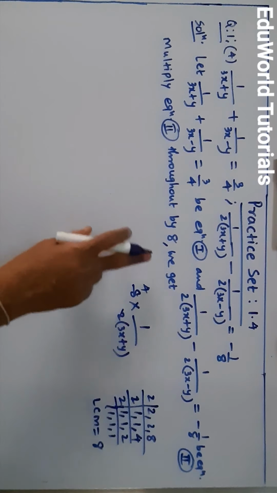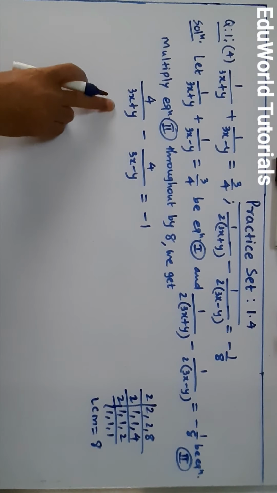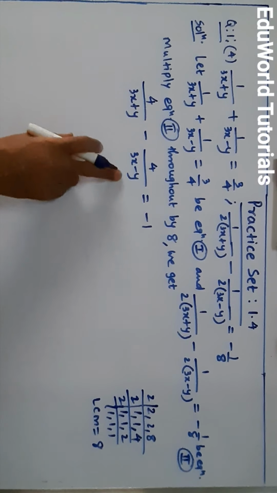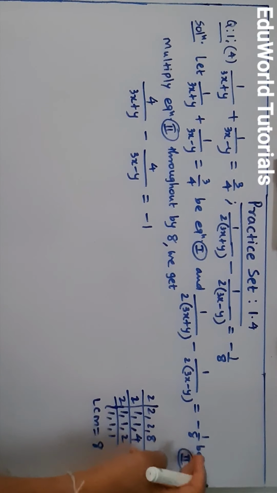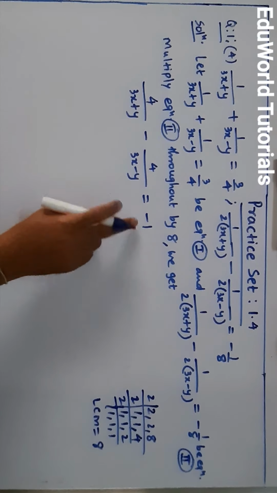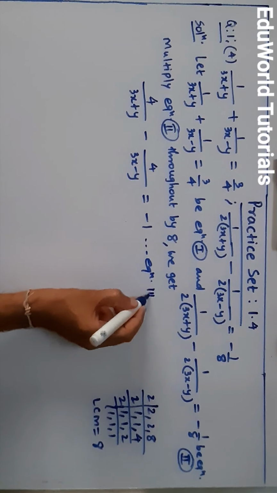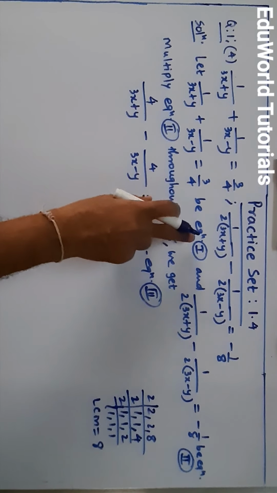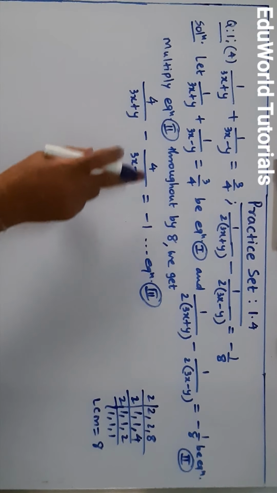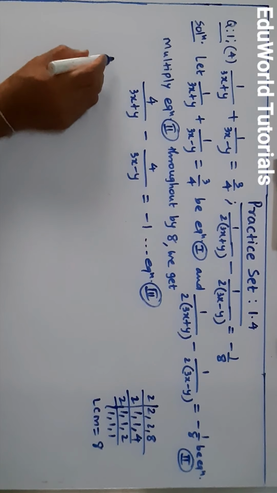Like that, I have to multiply every term. So finally what will I get? I will get this equation, 4 upon 3x plus y minus 4 upon 3x minus y is equal to minus 1, because the right side is also multiplied by 8. 8 will get cancelled, so I will be left with minus 1. Let this be equation number third. Now I must concentrate on equations first and third, because 1 upon 3x plus y is seen in both these equations. So we will assume.